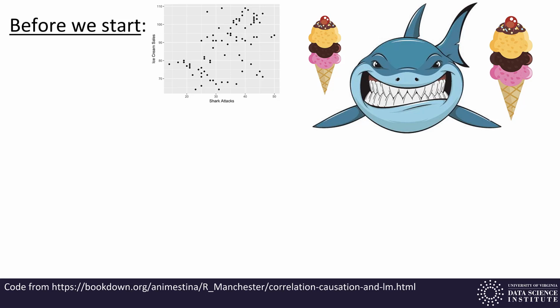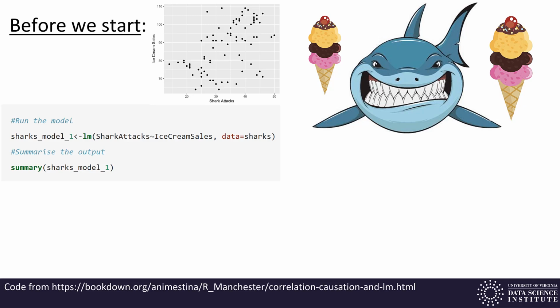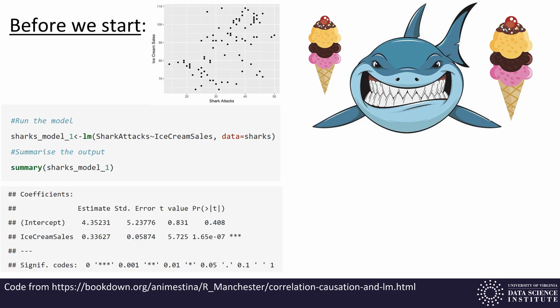So before we start, a word of caution. Here on our plot, we have plotted from R on the horizontal axis shark attacks, and on the vertical axis ice cream sales. So this is some data called sharks that's available online for shark attacks. So we make a sharks model here, and we're going to do shark attacks as a function of ice cream sales. And here's what we get with our coefficients.